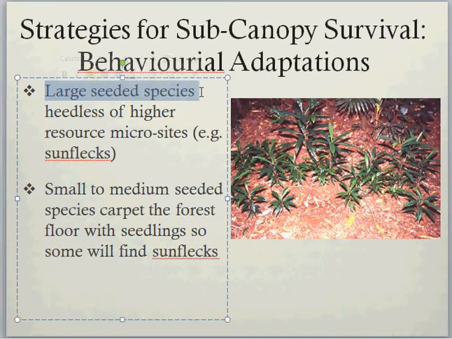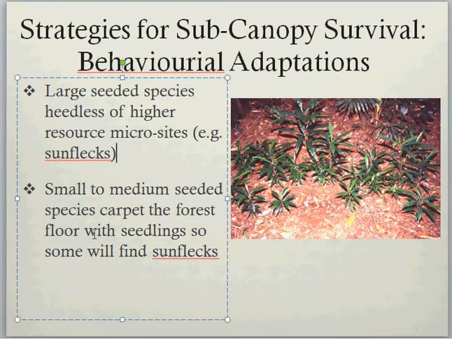So they're, as I put down here, heedless of higher resource microsites. So they don't need higher resource microsites to survive. They can survive anywhere. The vast majority of seedlings in the rainforest, however, are not large seeded species. They're actually small to medium seeded species. They carpet the forest floor with seedlings because, and we'll see later, the trade-off.